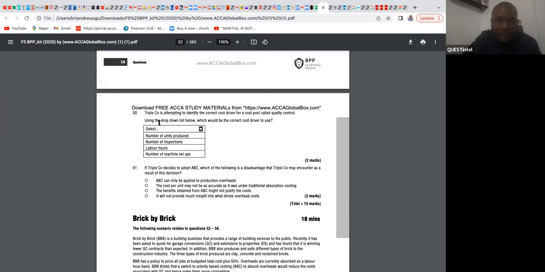So using the drop-down list below, which will be the correct cost driver to use? Number of units produced. I want to control quality. Has nothing to do with the number of units. Number of inspections, labor hours, number of machine setups. Obviously, Abby. Is it fine? See, there'll always be the bonus questions. The issue is when the bonus questions come, make sure you're able to see that they are that simple.